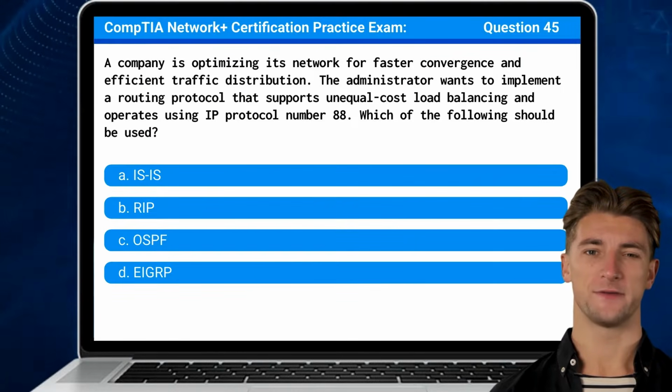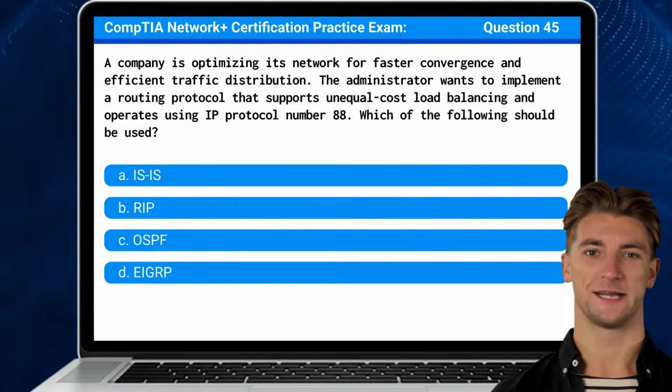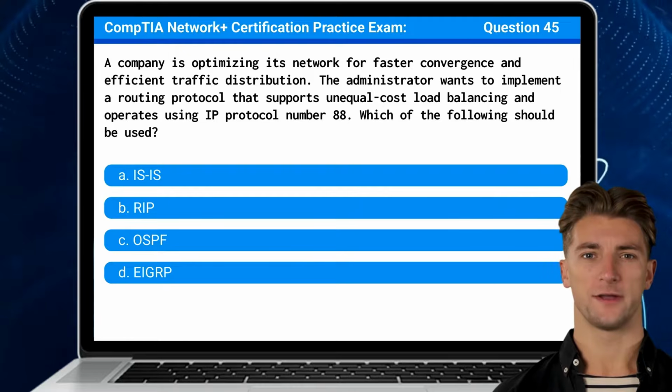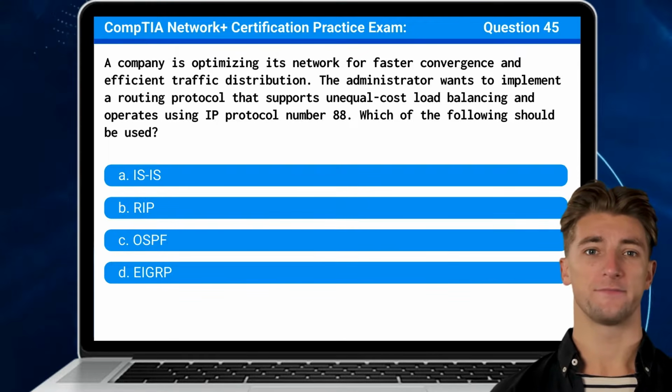Question 45. A company is optimizing its network for faster convergence and efficient traffic distribution. The administrator wants to implement a routing protocol that supports unequal cost load balancing and operates using IP protocol number 88. Which of the following should be used?